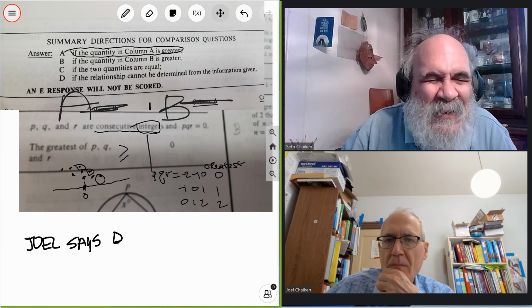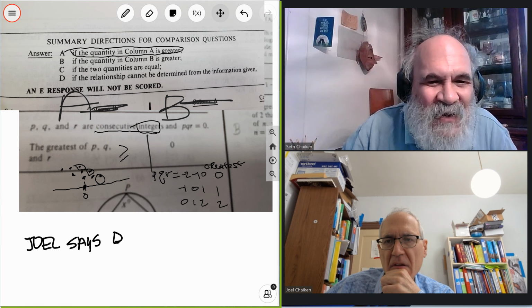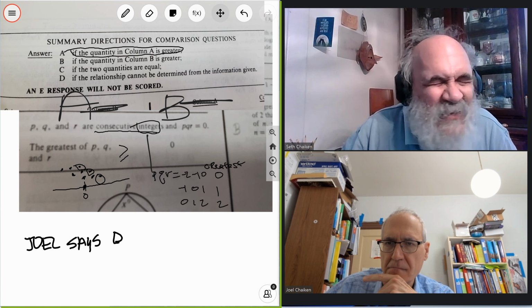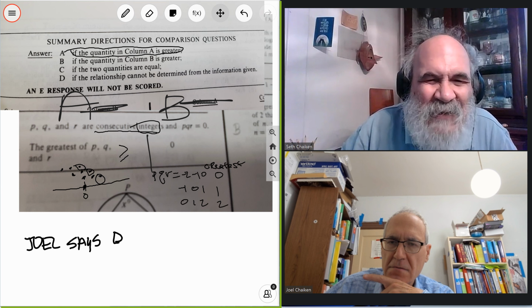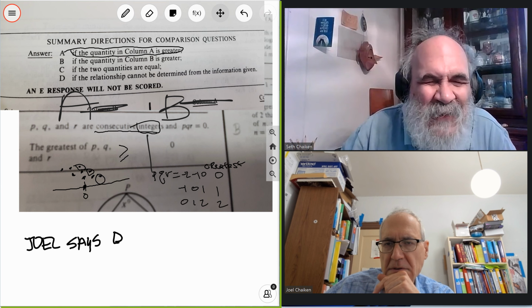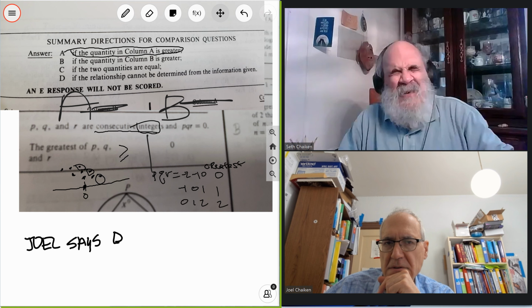the number in column B, 0, is greater than any of these. And that's false. The two quantities are equal. It doesn't have to be. Right, because we can have 1 and 2 compared with 0. This is a faulty question.